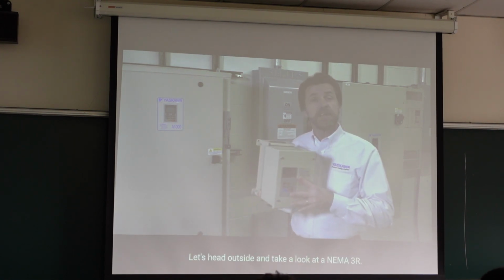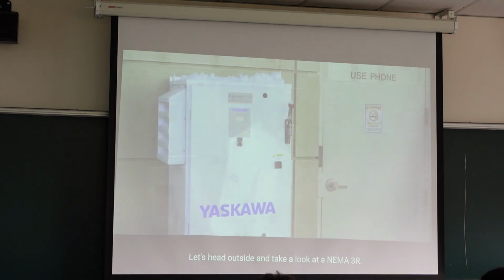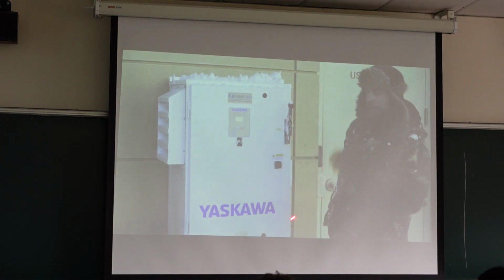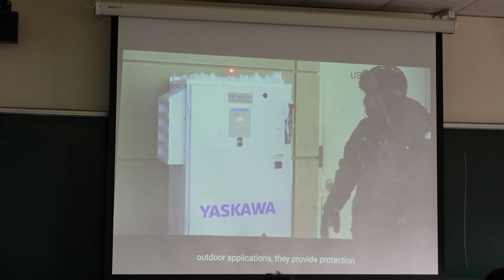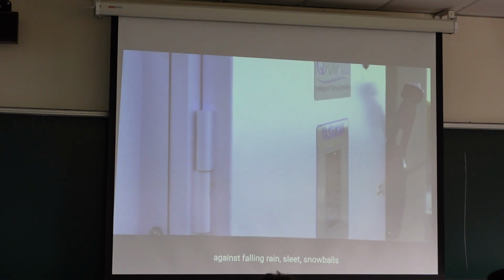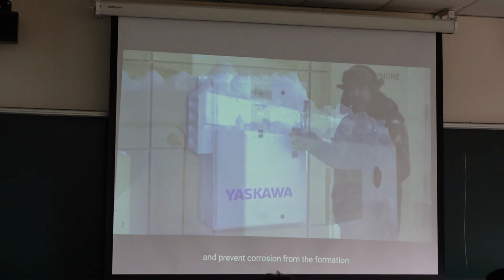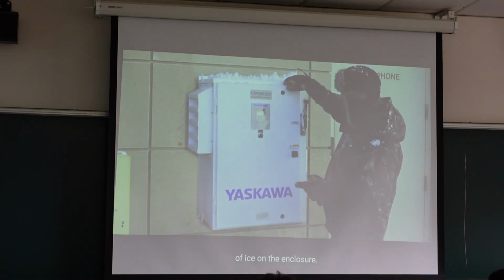Let's head outside and take a look at a NEMA 3R. As you can see, NEMA 3R enclosures are designed for outdoor applications. They provide protection against falling rain, sleet, and snow, and prevent damage from the formation of ice on the enclosure.